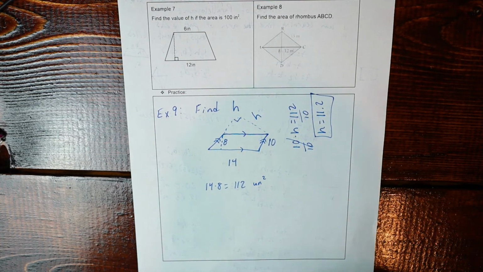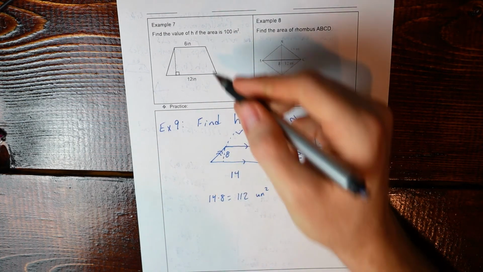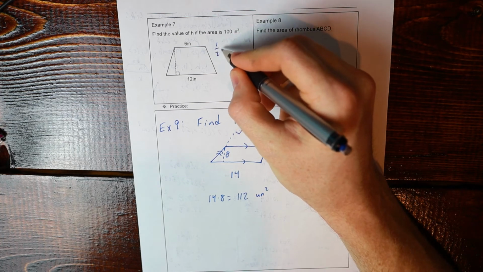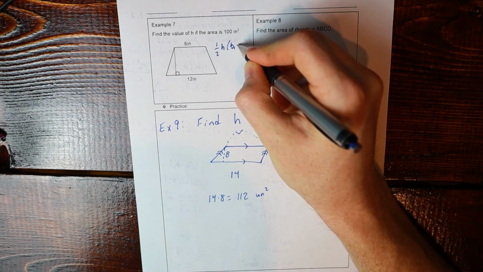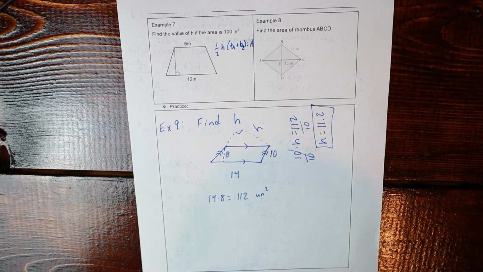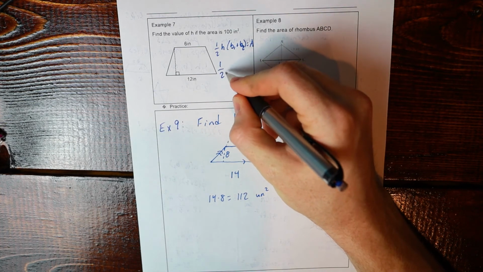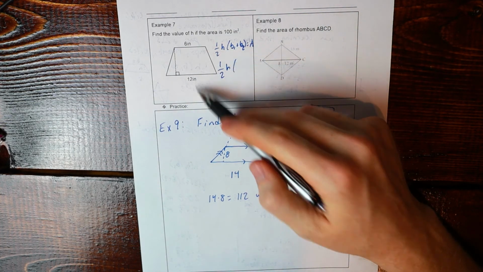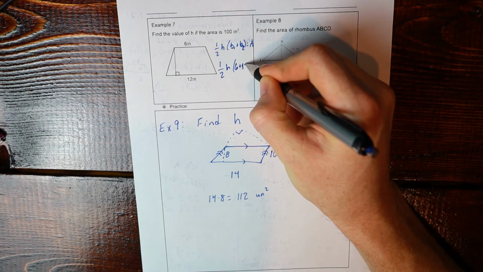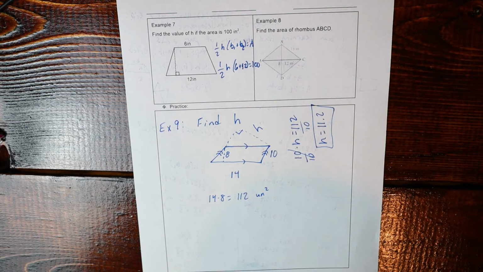For example 7, we have to work backward a little bit on this, but it says find the value of H if the area is 100 inches squared. Now we know that the area formula for a trapezoid is this. If you replace everything, the only thing that you don't have to replace is the height, so we'll leave it as h. And then b1 and b2 would be 6 plus 12. And then the area is told in the directions as 100 inches squared. So then you just have an algebra problem to solve.